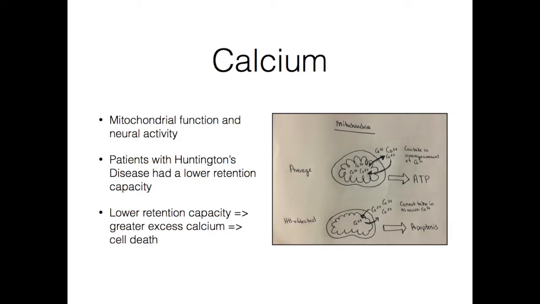As you can see in the image on the right, in average mitochondria, there is a standard uptake and retention of calcium. In the Huntington-affected mitochondria, there's a lower uptake and retention of calcium. Excess of calcium results in cell death. Obviously, this image is very simplified, but as you can see, patients with Huntington's disease have a lower calcium retention capacity than those without.